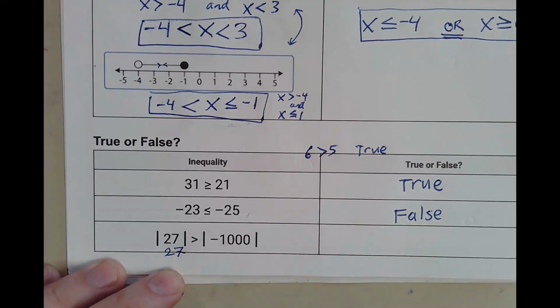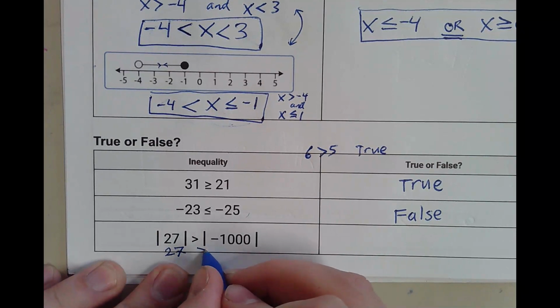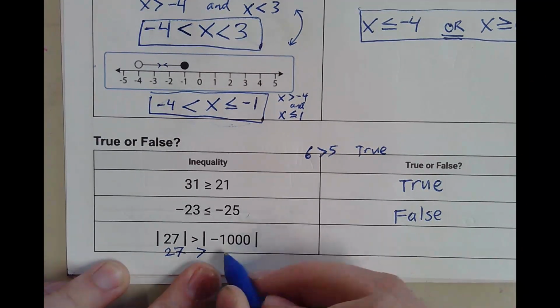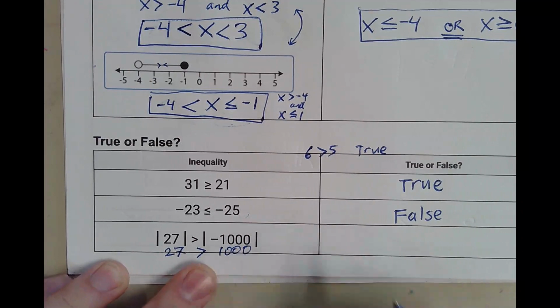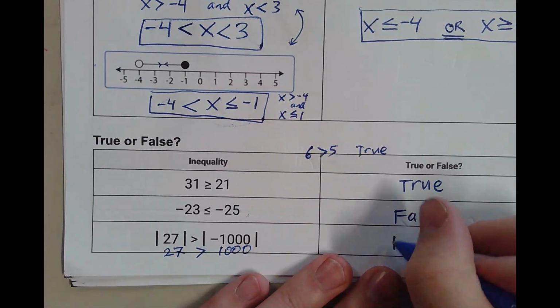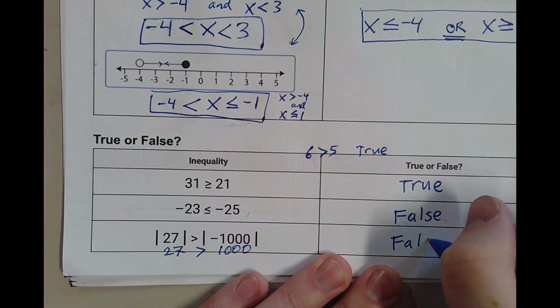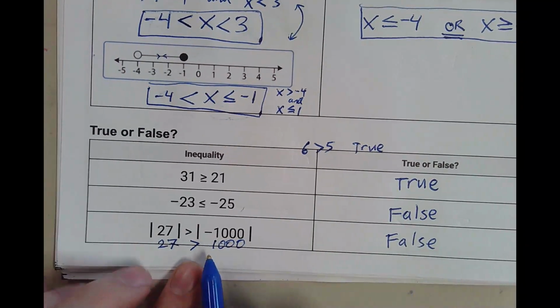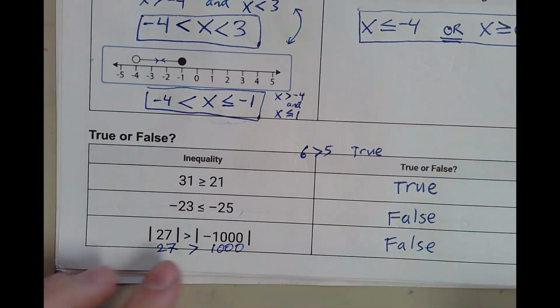The absolute value of 27 is 27. The absolute value of negative 1,000 is 1,000. Turn these positive, and you're going to see that this is a false statement. 27 is not bigger than 1,000.